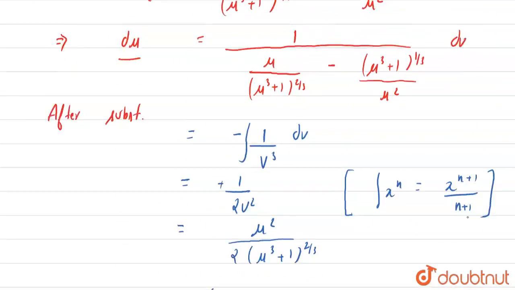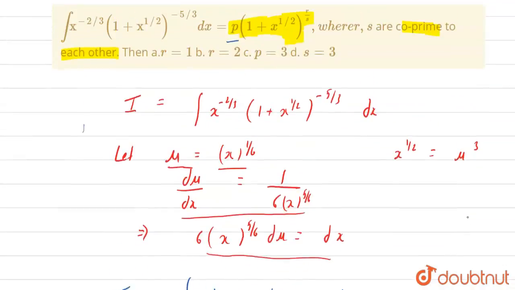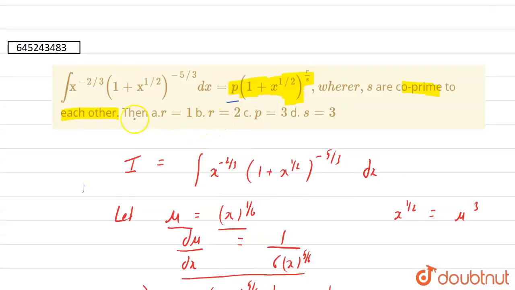Now if we see in the options, you will find that our r value is minus 2, so this is not right, our s is equal to 3, so this is right, our option D is correct. So this is it, guys.